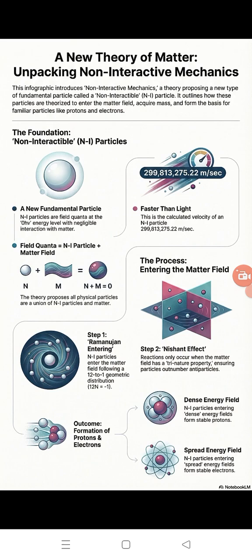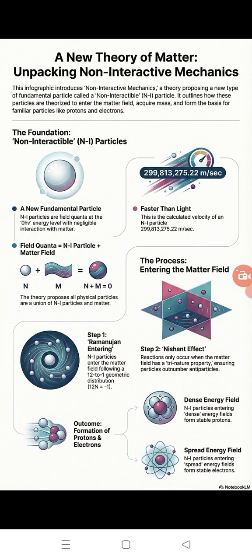How does an Ni particle get from that base 0 HV level and jump into the matter field at 0.5 HV? This is a process the source calls Ramanujan entering. Ramanujan, as in the mathematician Srinivasa Ramanujan. The very same. The procedure is based on one of his more famous mathematical relations. Which one? 12n equals -1. 12n equals -1. Okay, that's not intuitive. 12 of something equals -1. What's the physical meaning of that ratio?